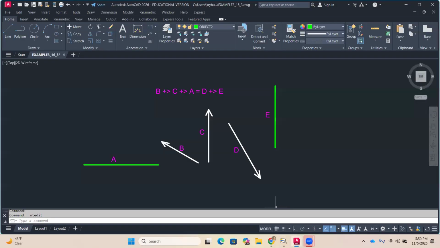So when we do our problems in AutoCAD, we do have to define our equation. Notice that here, the equation that we have, I am doing it in the order that they have here. So B plus vectorially C plus vectorially A is equal to D plus E. Okay, so this is the order that you have to write it, and then we're going to add in this order as well.